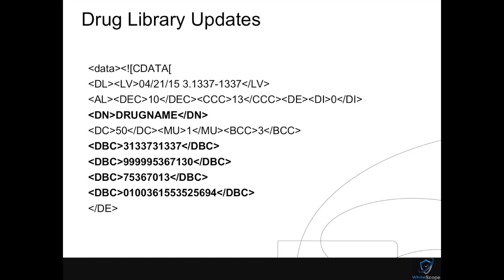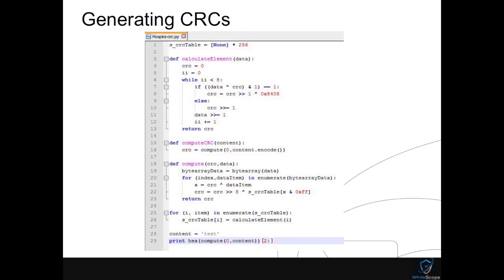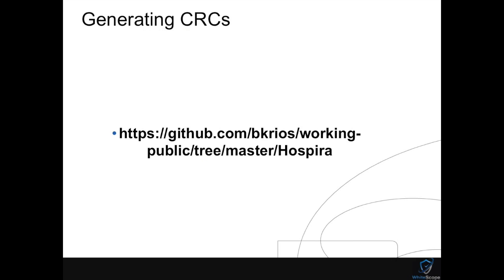And this is what a drug library update looks like. You have a DN, which is a drug name. These DBCs are actually barcode numbers. When we talked earlier about putting your drug in, it scans the barcode, and this is what it's comparing it against, the barcode specified in a drug library update. This is how you would generate the CRCs for the requests. Instead of furiously typing or trying to make a copy of that, you can just go to this GitHub repository and download it yourself.